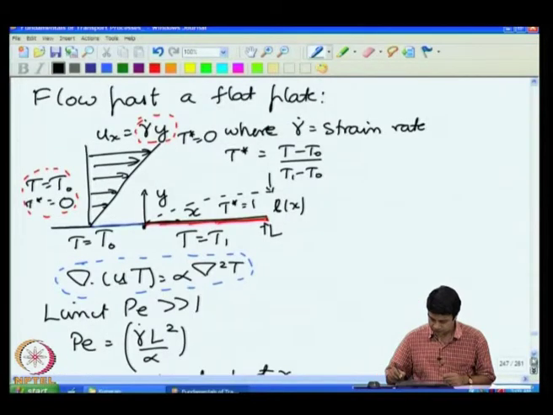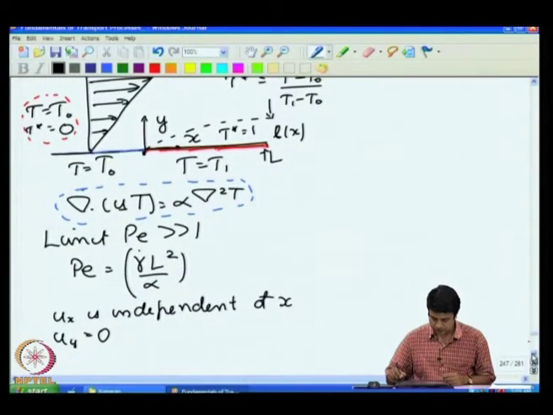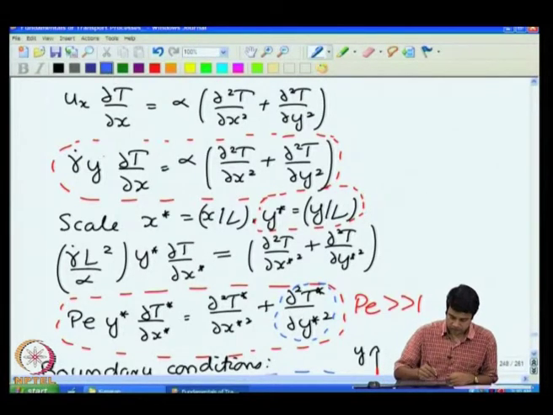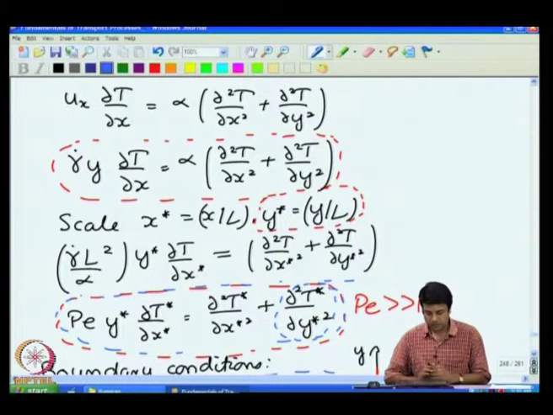In that case, if we scale all length scales by the length of the plate, capital L, the Peclet number becomes gamma dot L squared by alpha, where gamma dot is the strain rate at the surface. And the equation becomes of this form: Pe times y star times dT/dx is equal to d squared T by dx squared plus d squared T by dy squared.